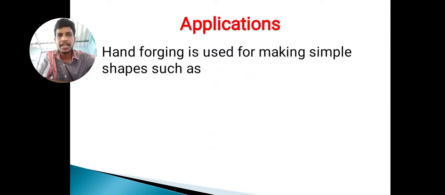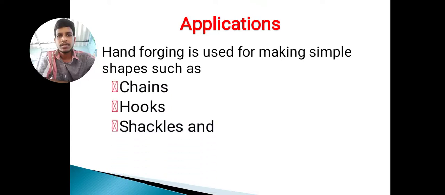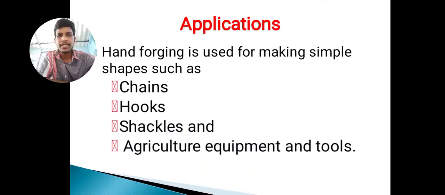And next, applications of hand forging: chains, hooks, shackles, and agriculture. Chains are the transmission systems. Hooks are used for holding particular elements or parts. And next, shackles. Those are also used for logging purposes and agriculture equipment.